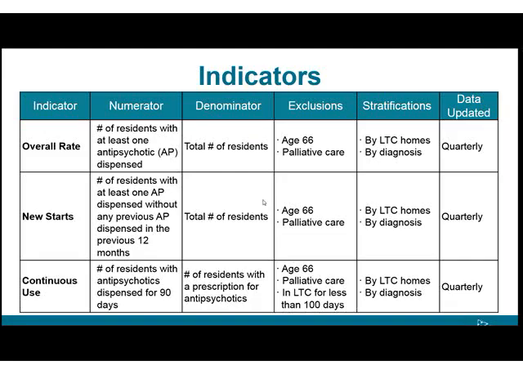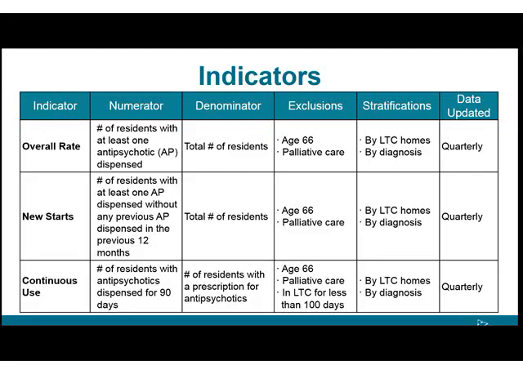new starts, which is the number of residents with at least one antipsychotic dispensed without any previous dispensing of an antipsychotic in the previous 12 months. And the continuous use indicator is residents with an antipsychotic dispensed for 90 days or longer. And the exclusion for this one would be somebody who has been in long-term care for less than 100 days.